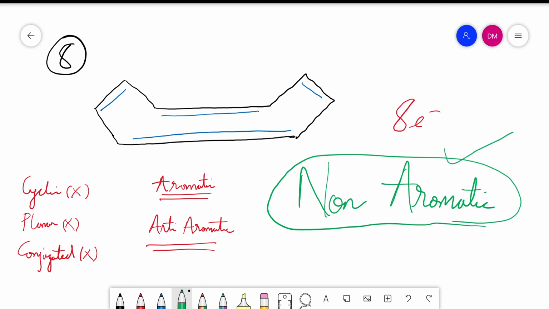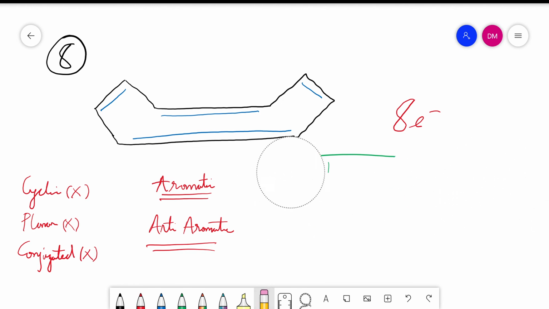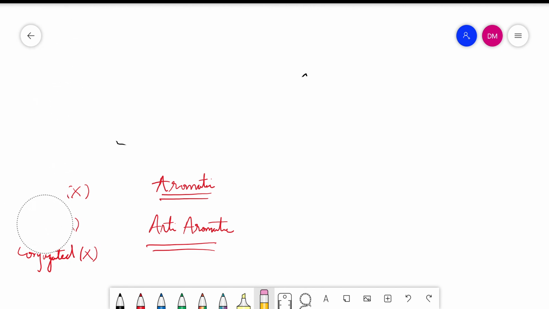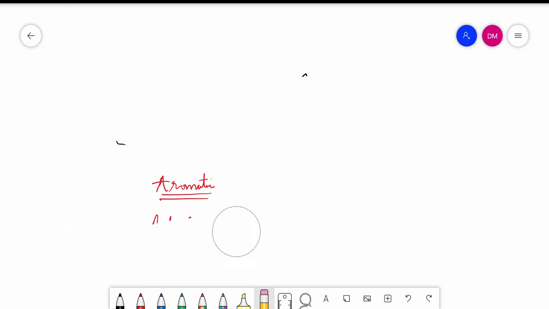Understood? I'm giving you a few seconds to take a screenshot. Taken. Okay. So now let me erase this total part. Now we will move to question number 9. Exciting concept. Now we are heading towards question number 9.